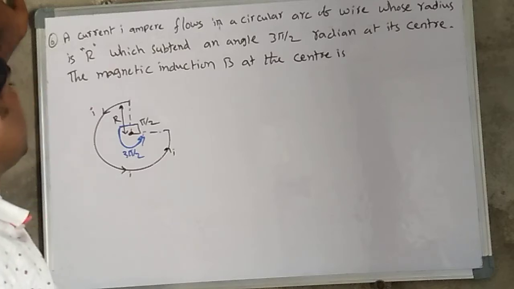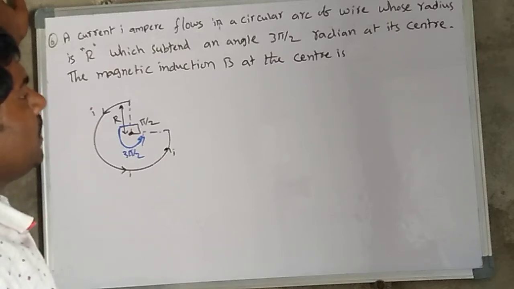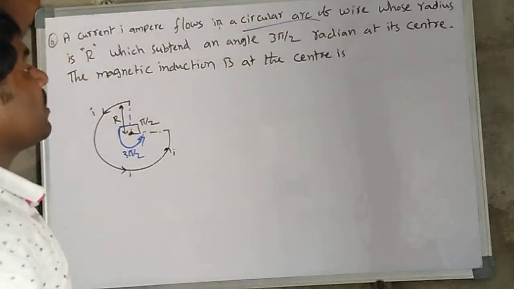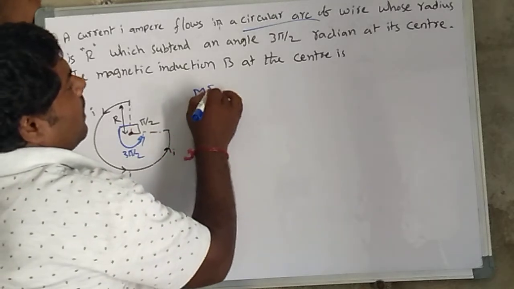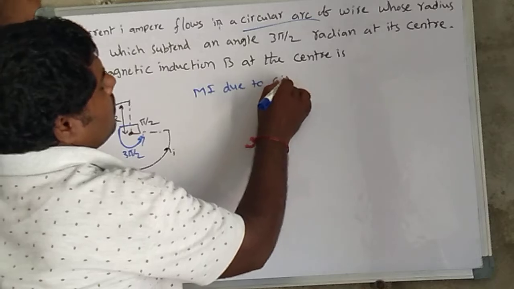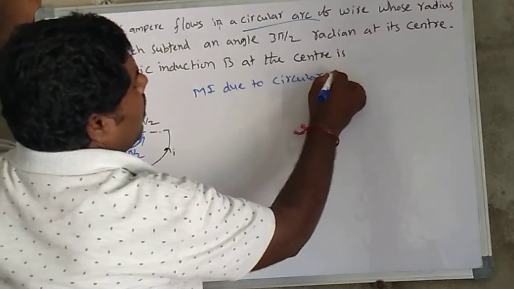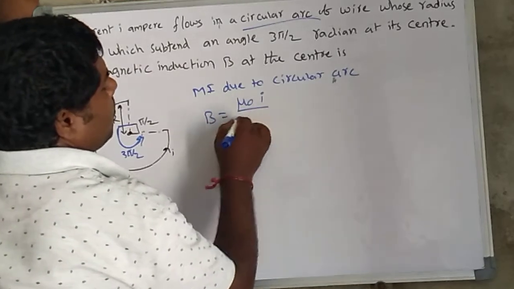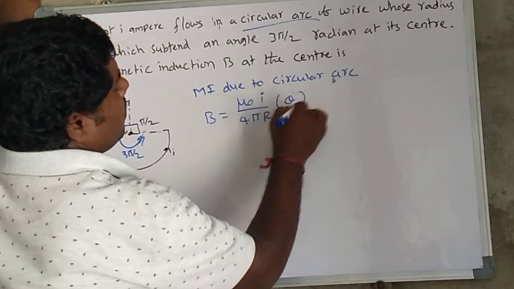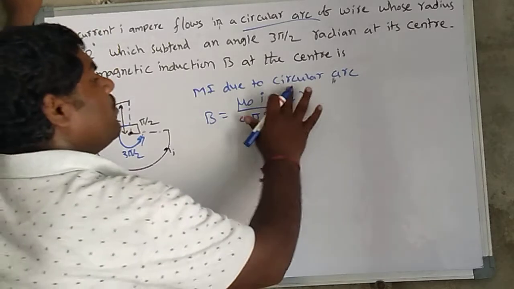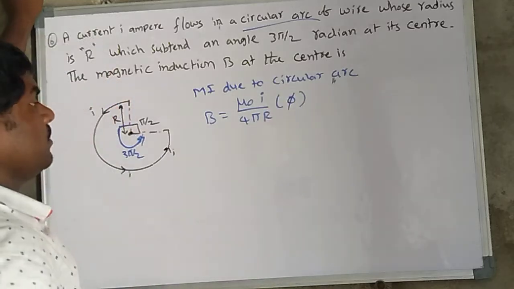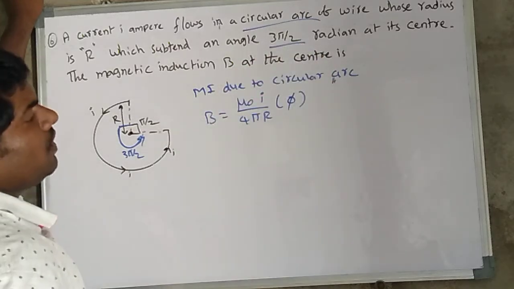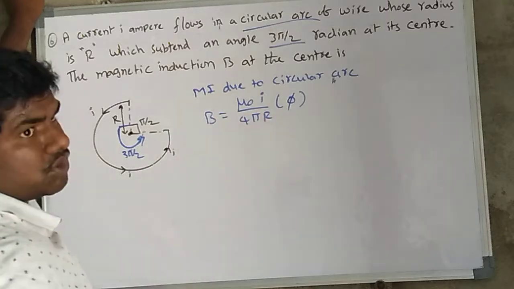Radiant, at its center, the magnetic induction B at the center. So here already we know the magnetic induction due to circular arc is equal to B is equal to mu naught I divided by 4 pi r into theta, or if you may consider the pi also correct. So already we know this formula. So here theta is nothing but they given 3 pi by 2. Simply you may substitute that value.